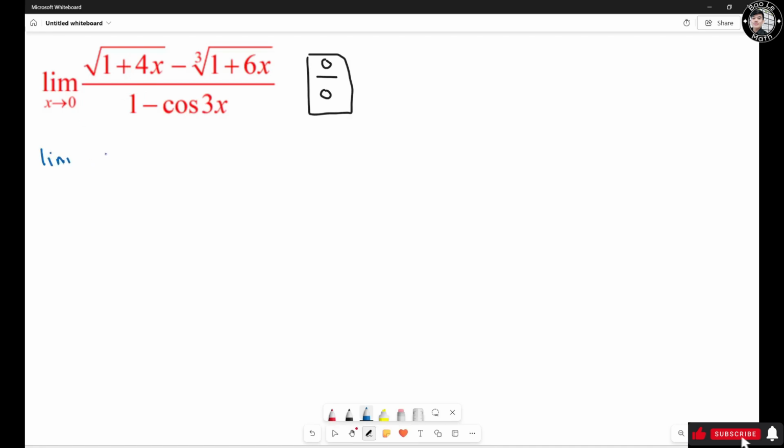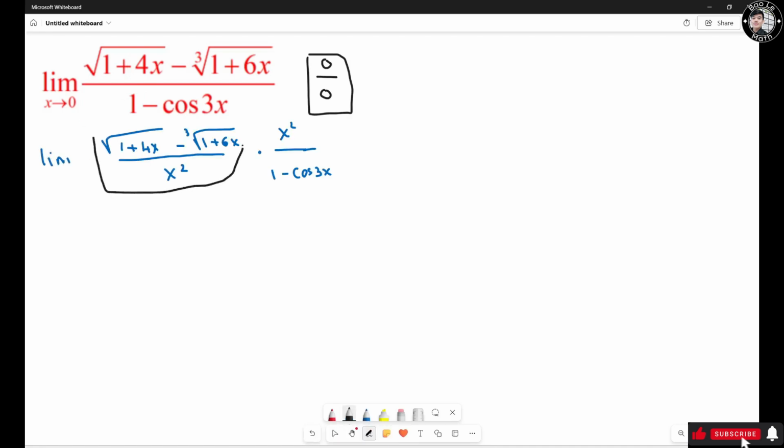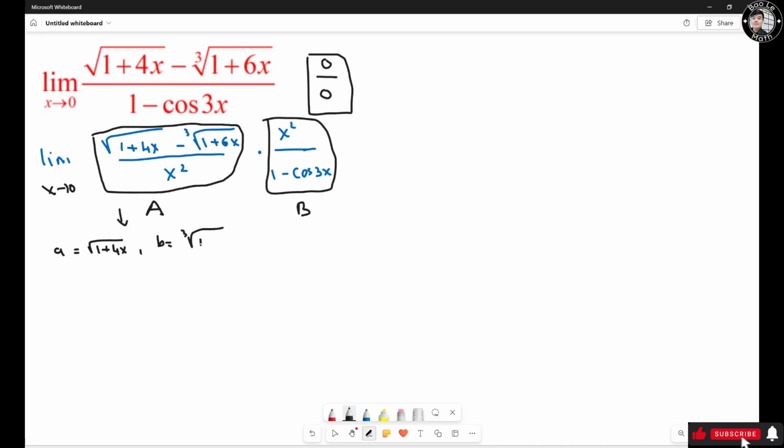It turns out to be the limit of, I call this one A, I call this one B, when s approaches 0, right? Now I need to calculate A first. So I'm gonna let little a equal the square root of 1 plus 4s, right? Little b equals the cube root of 1 plus 6s, right? Then A becomes little a minus little b divided by s squared, right?